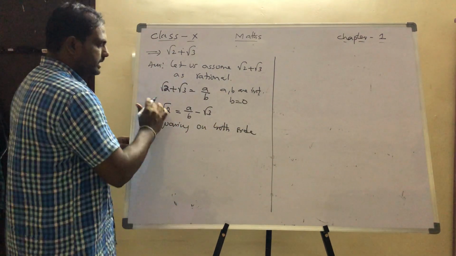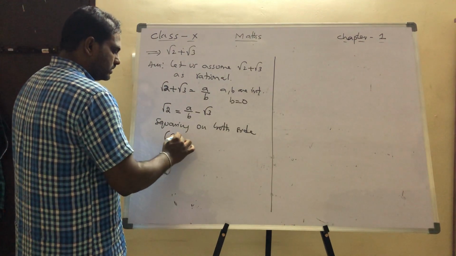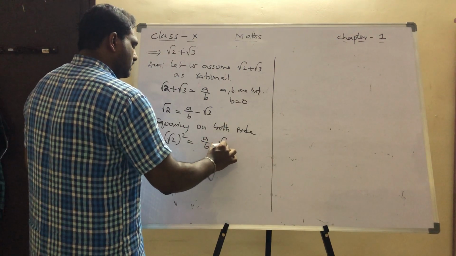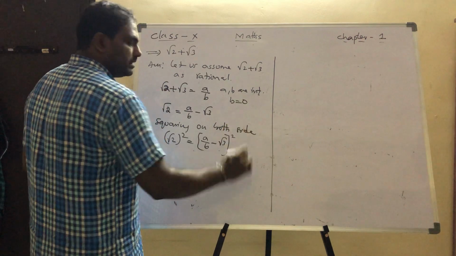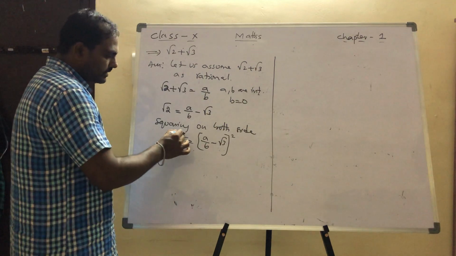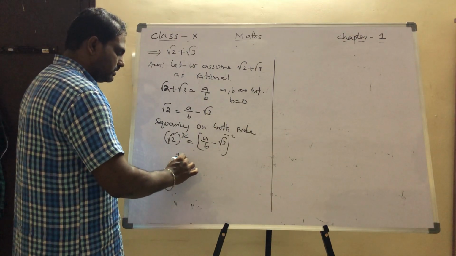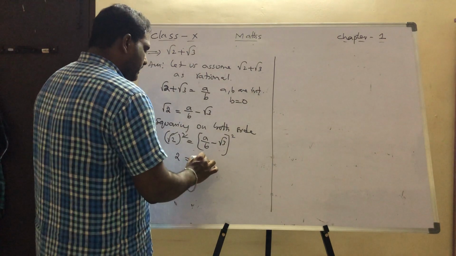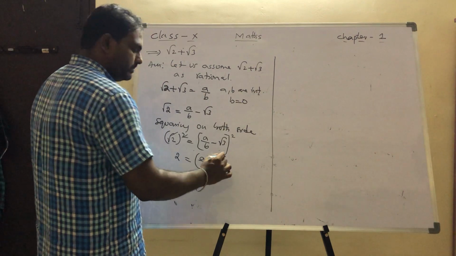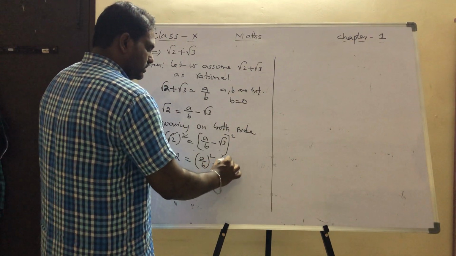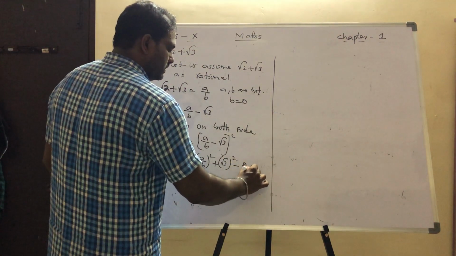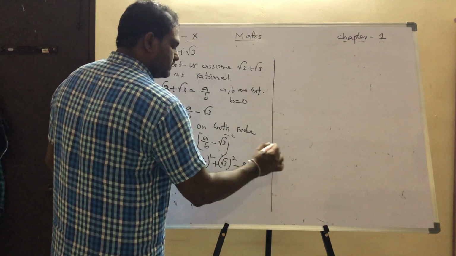Now what happens when squaring on both sides? This will become root 2 whole square is equal to a by b minus root 3 whole square. Now this is in the form of a minus b whole square. The 2 cancels, you will get 2. The formula for a minus b whole square is a square, here a is a by b, plus b square, here b is root 3, whole square, minus 2ab, that means 2 into a by b into root 3.